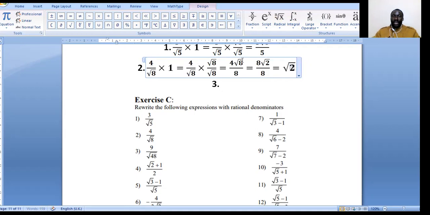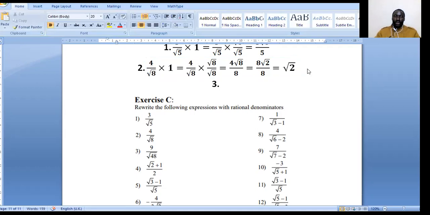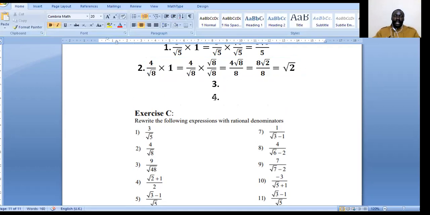So what we did here is notice that 8 is the same as 4 times 2. The square root of 4 is 2. So 2 times 4 is 8. And so you are now remaining with the other square root of 2, which is what we have here. And so the final answer will be square root of 2. Then now in the next step, we are supposed to handle this.